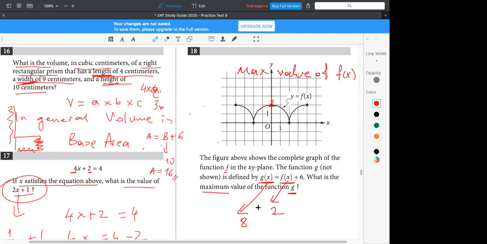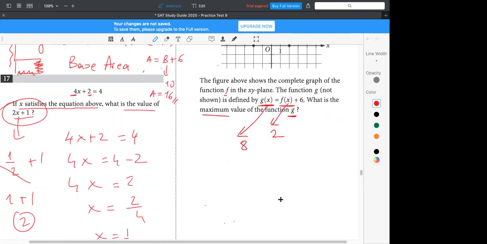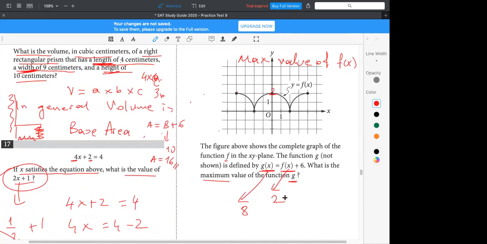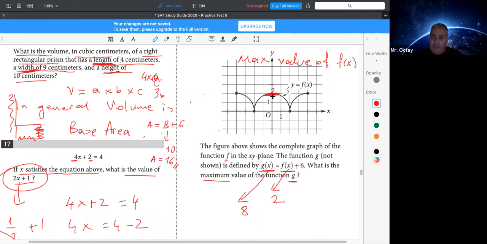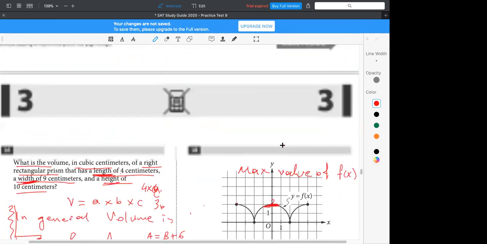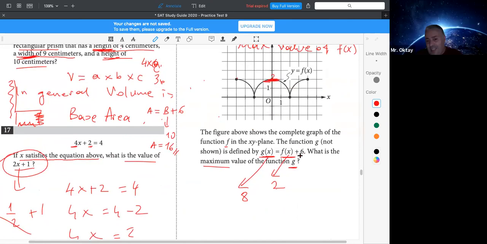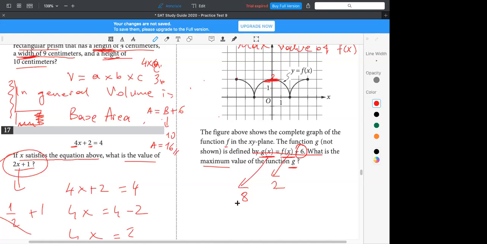Okay. That's it. Maximum 8, maximum 2. Yes, it's 2 here, right? So where did 8 come from? 6 plus 2? Yes, since it says this is 6. Okay, I change the question.